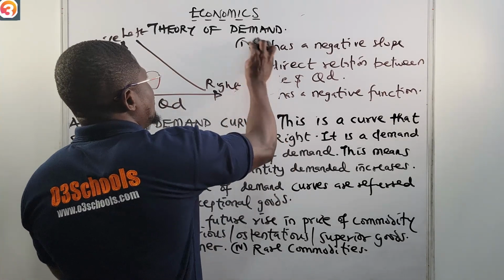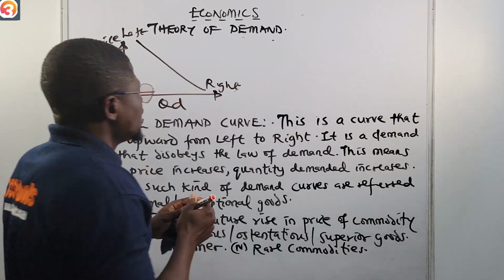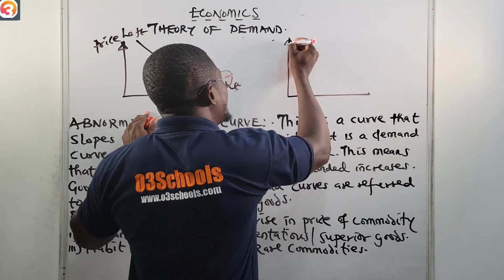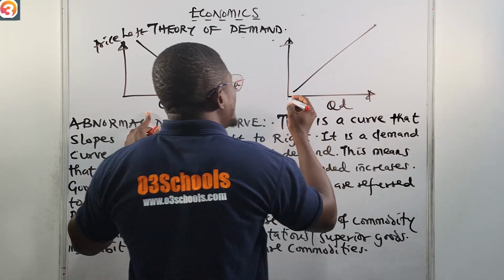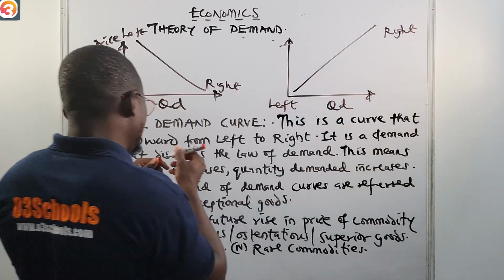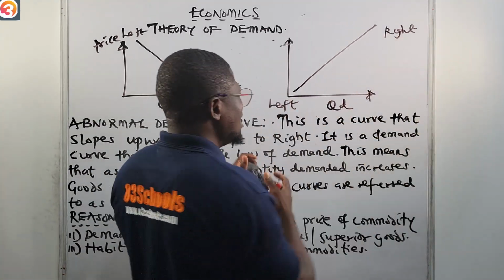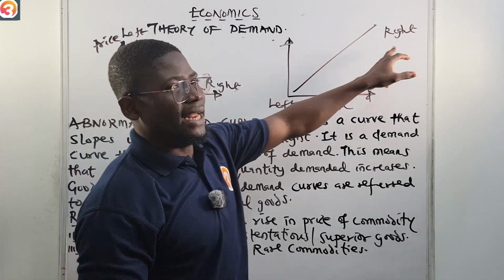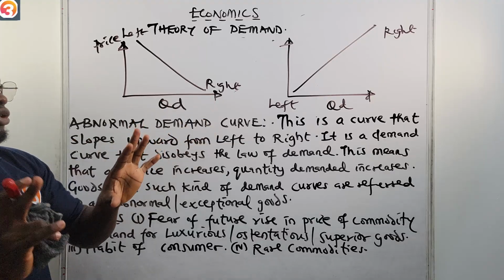I'm taking this off. If you have not written it, simply take the video back a little bit and get it. All right. So the abnormal demand curve slopes upwards. This is your price, this is your quantity demanded. This one slopes upwards from left, this is your left also, this is your right. Anywhere you stand, that is your left and that is your right. So it slopes upwards from left to right, while this one slopes downwards from left to right. See the difference between both of them?